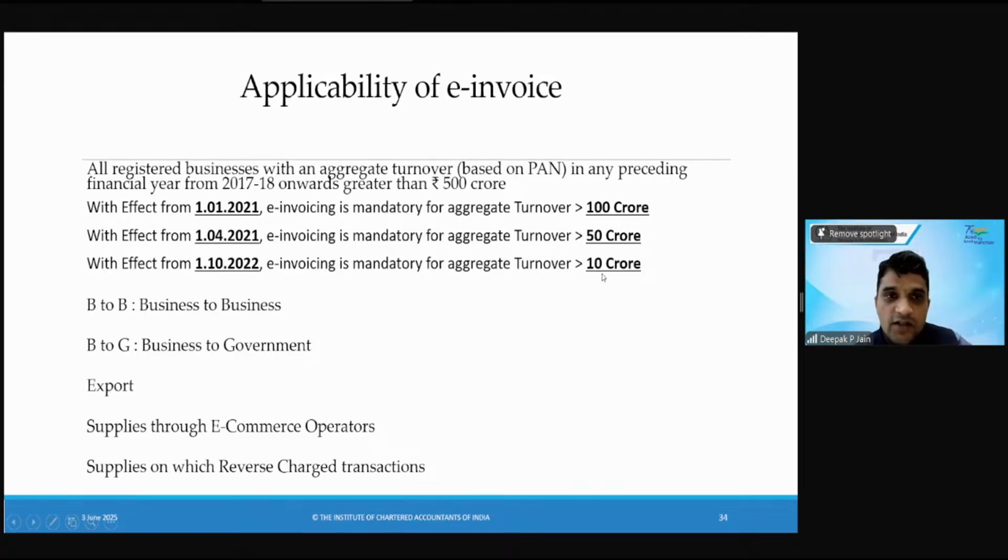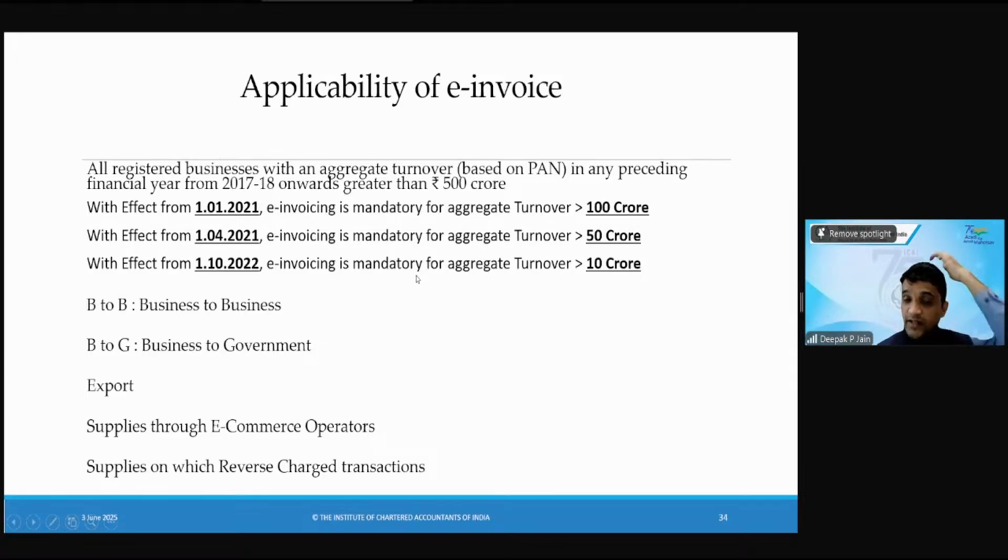So from 1st October 2022, if any taxable person whose turnover was just 10 crores in any financial year, in other situations we saw any turnover in the previous financial year, but for e-invoicing, in any financial year, if your turnover crosses 10 crores, you have to raise an e-invoice.